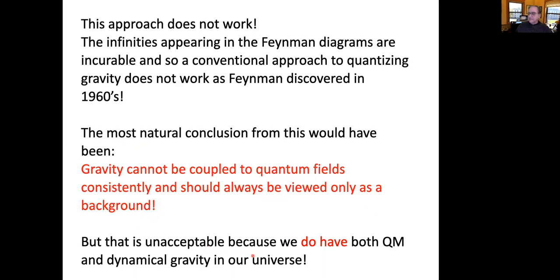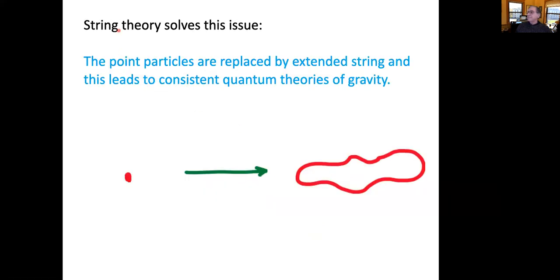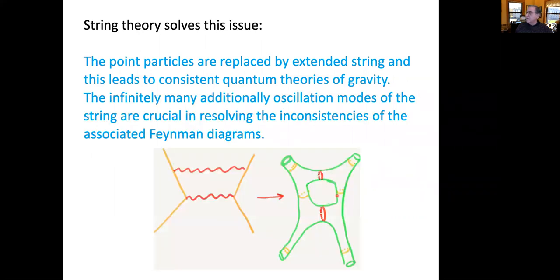But that is not acceptable because we know in the universe we live in, we do have gravitational forces. And we of course have quantum mechanics. So therefore we have to have both dynamical gravity and quantum mechanics. Okay, so what is the resolution? String theory offers a resolution of this problem by replacing elementary point particles by extended one-dimensional strings. And this somehow leads to consistent quantum theories of gravity.